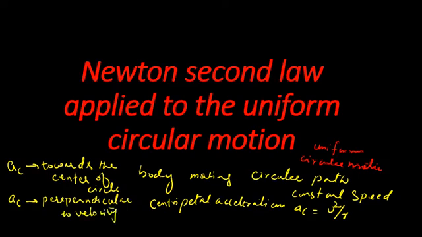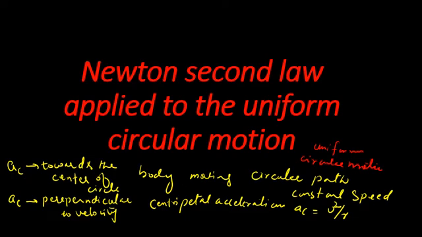If this centripetal acceleration had any component parallel to the velocity, then the speed of the object would not be constant. It would not be uniform motion. So for uniform motion, the acceleration should always be directed towards the center of the circle. And so this is called uniform circular motion.